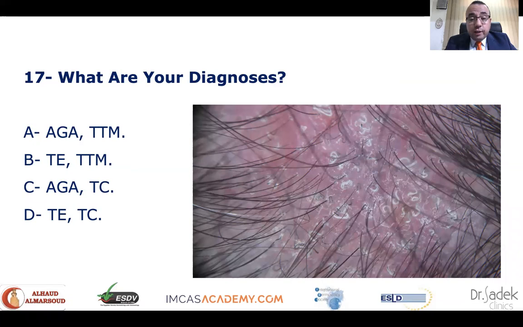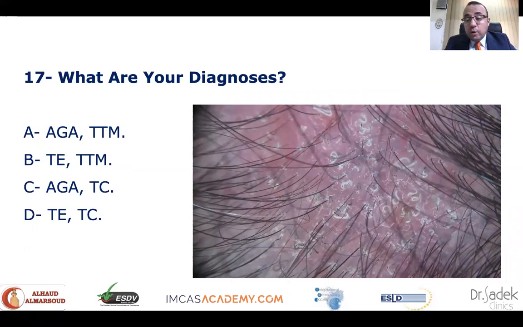Is it androgenetic alopecia with trichotillomania, telogen effluvium with trichotillomania, androgenetic alopecia with tinea capitis, or telogen effluvium with tinea capitis? And yes, it's a case of androgenetic alopecia with tinea capitis.